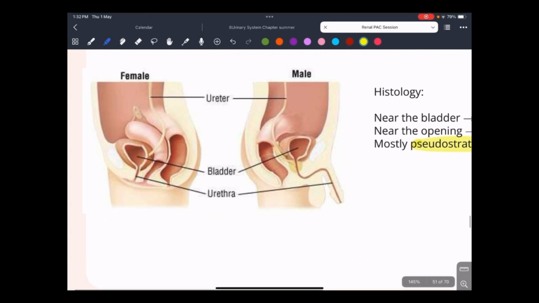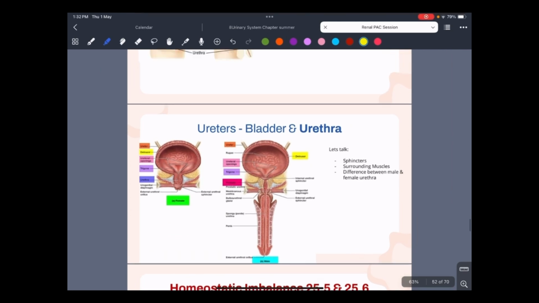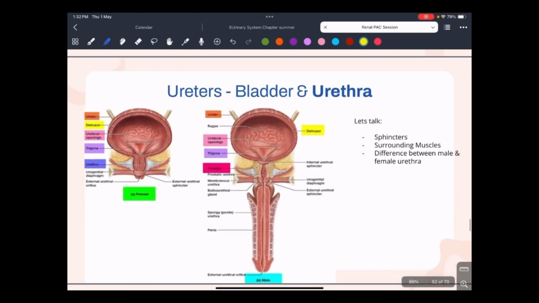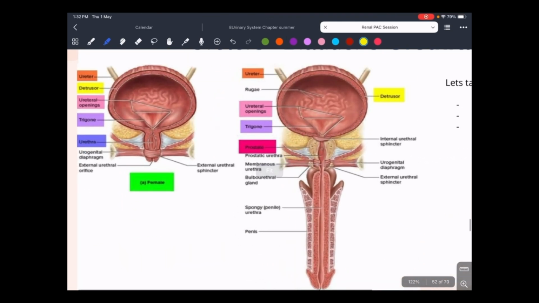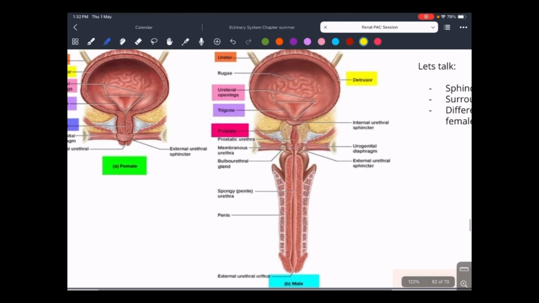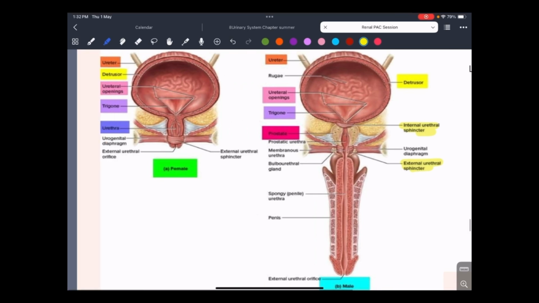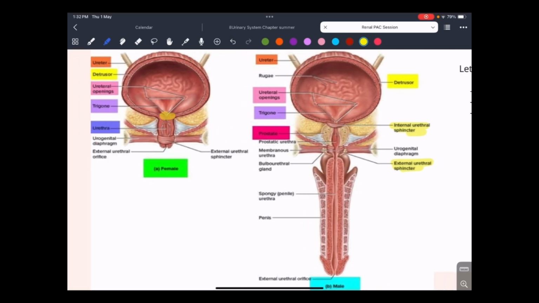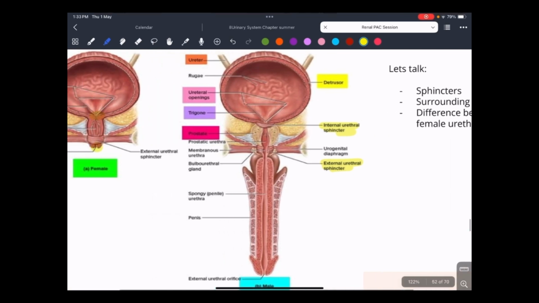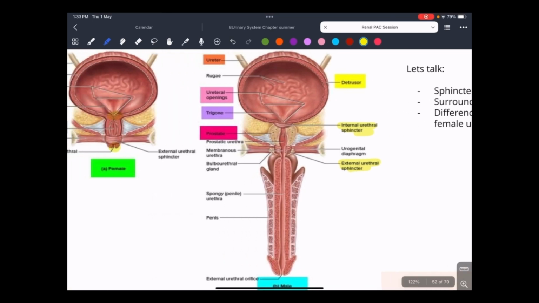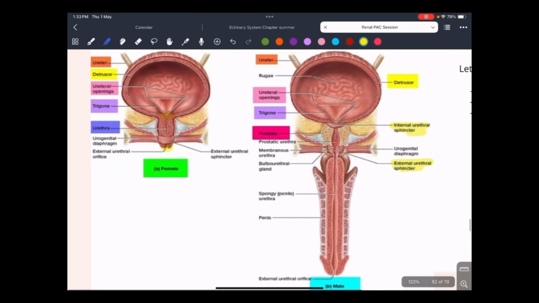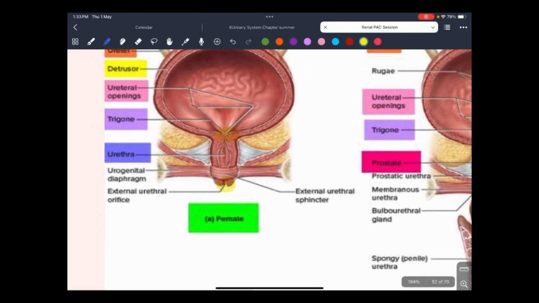Now would you look at that? Actually, let's talk about differences here, because here it's more clear. So let's talk about the sphincters, all right? So in the urethra, you have two sphincters, the internal urethral sphincter and the external urethral sphincter. You can see it here. This is the internal sphincter and this is the external sphincter, all right? And surrounding muscles. Now, other than the sphincters that keep the urine inside, we also have supporting muscles from the pelvic diaphragm, the urogenital diaphragm.